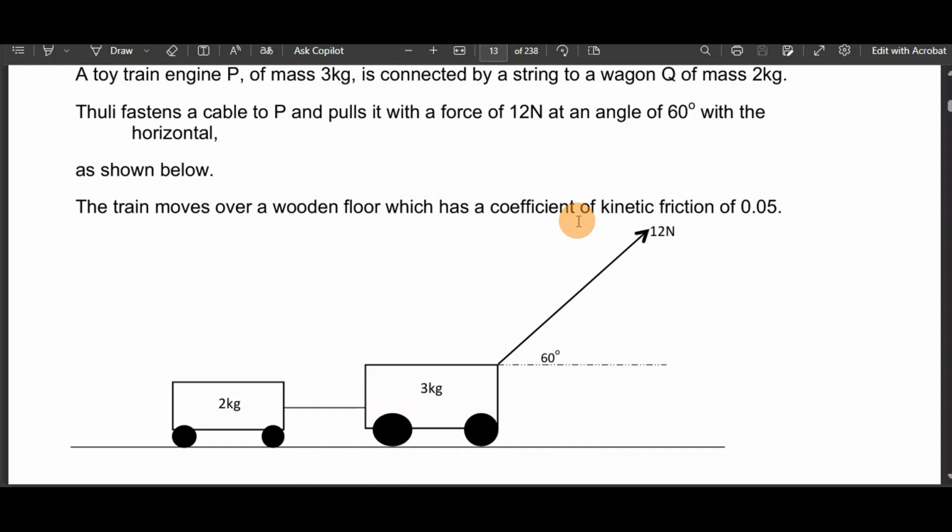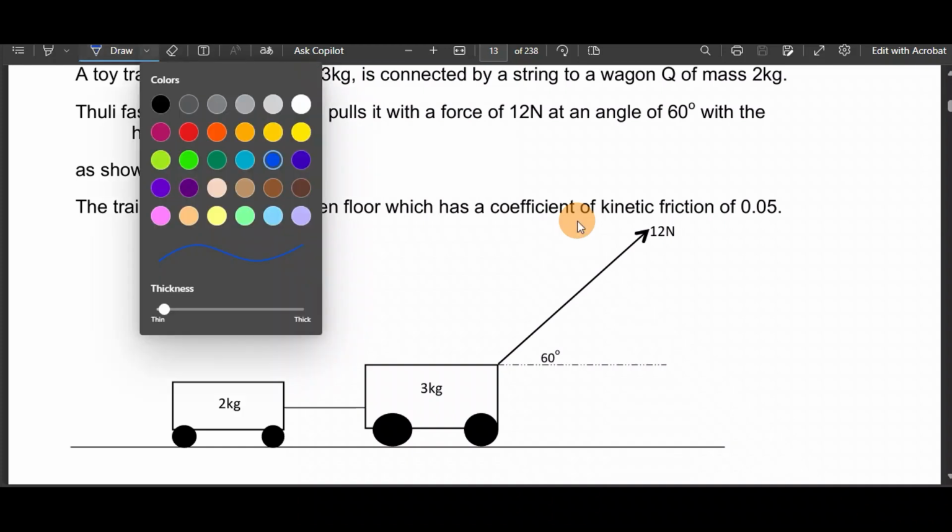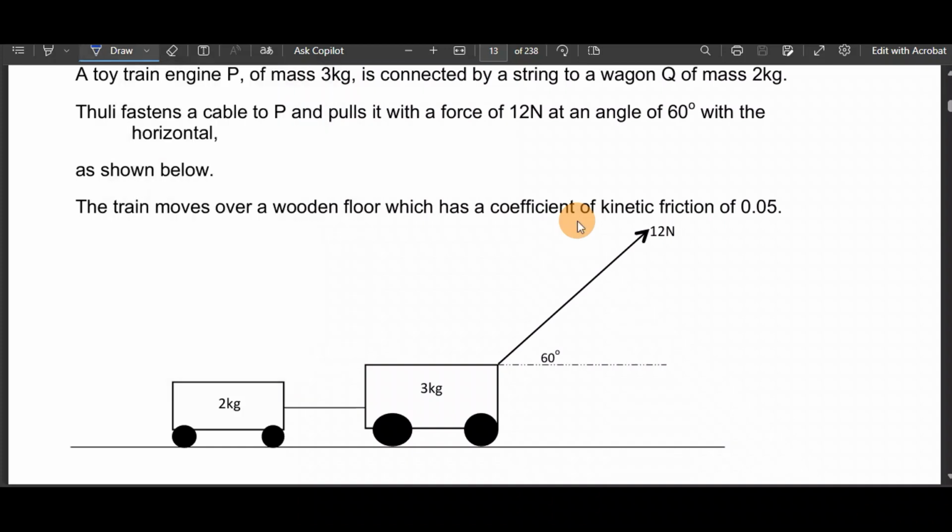So the moment we get a coefficient of kinetic friction, we automatically know that our formula for friction is supposed to be what? Kinetic friction is equal to your mu times your normal force, right? And this is our mu since it's the coefficient. So now we just need to find the normal force for us to have the kinetic friction.